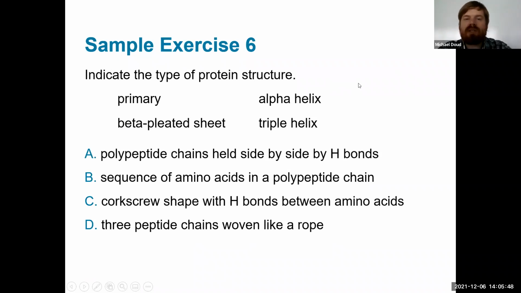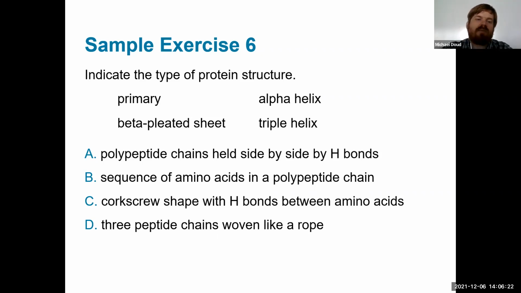Okay, so that was a lot of structure as far as we're talking about secondary and tertiary so far. Why don't we go ahead and quiz ourselves a little bit on the different types here. So based on the statement that's given A through D, indicate the type of protein structure that is given to you there, whether that's a primary structure, an alpha helix structure, a beta pleated sheet, or a triple helix. So pause the video, go through this on your sample exercise sheet, and then we'll take a look at the answer when we come back.